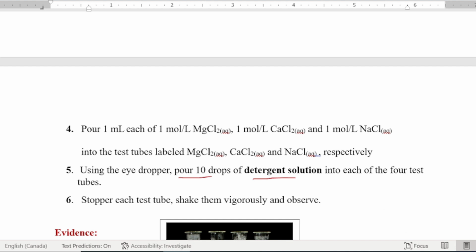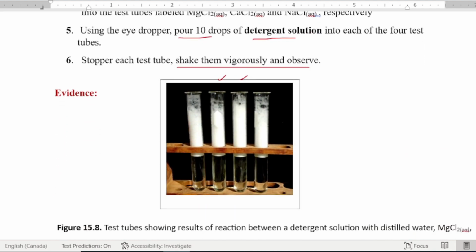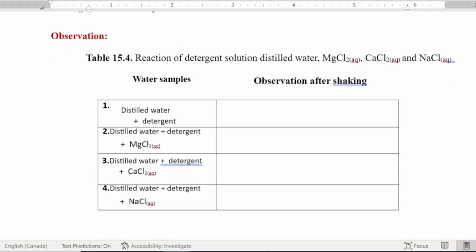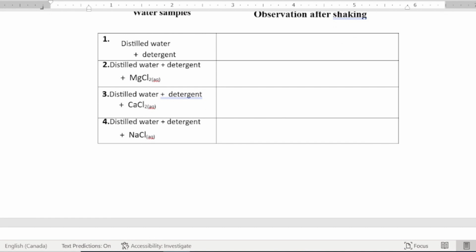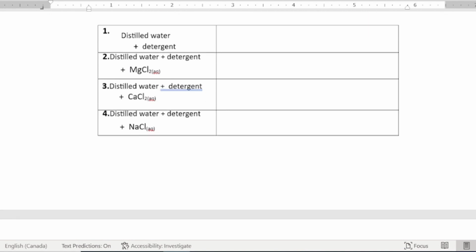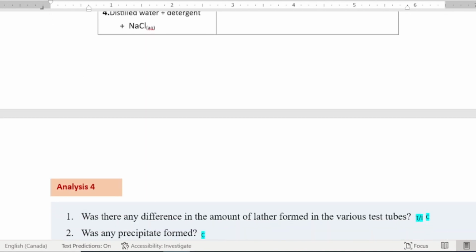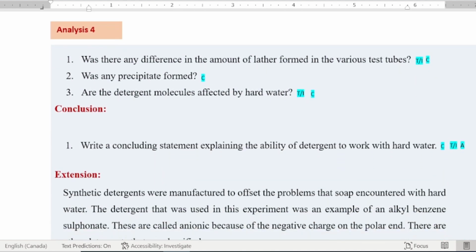Do you think you'll get any precipitate? Do you think when you shake them up you get equal lathering? This one here, magnesium and calcium there? Alright, that's the answer to your question. Equal lathering, alright? Because these guys inside here do not interfere with detergent molecules. And that's it for soaps and detergents. Okay?